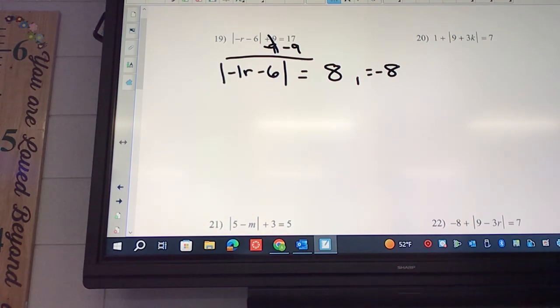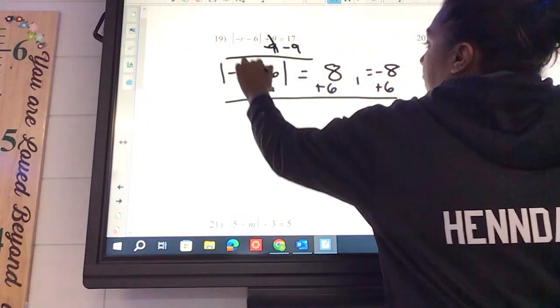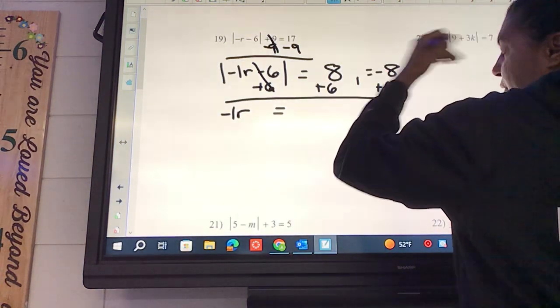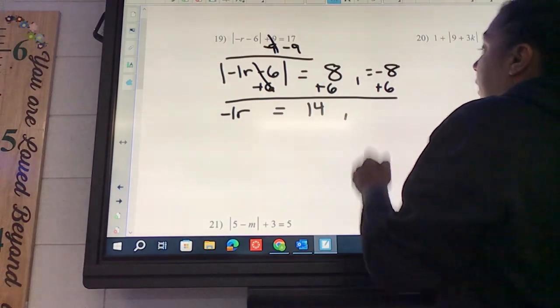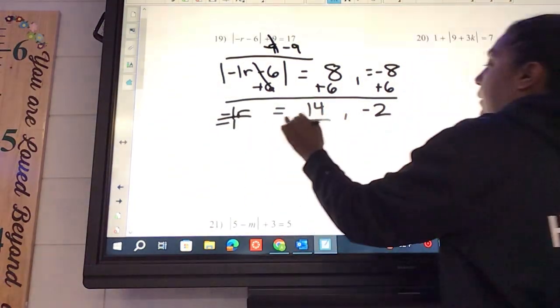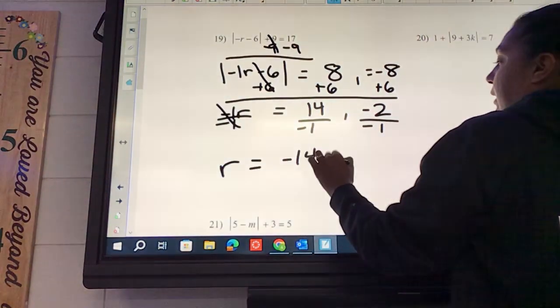Okay, what needs moved first? The 6. So we're going to say plus 6, plus 6. So I get negative 1r equals 8 plus 6, 14, and a negative 2. Okay, and then what needs done? Yeah, the 1. So we're going to say divide by negative 1. So I'm going to get r equals negative 14 and a positive 2.